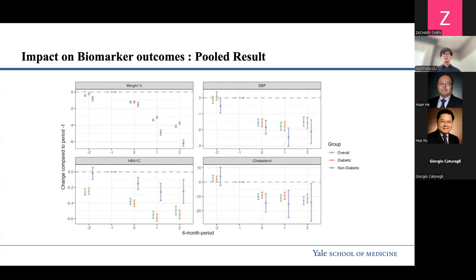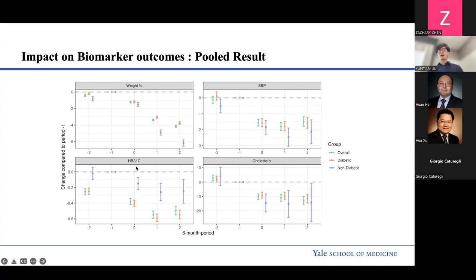So these are the results. We pulled the results together for the 2 health systems using the inverse variance weighting method. And you can see in terms of weights, period 2 is 18 months. So after 18 months, which is also similar to the trial length. I think for STEP trials, it's 64 weeks, more or less.